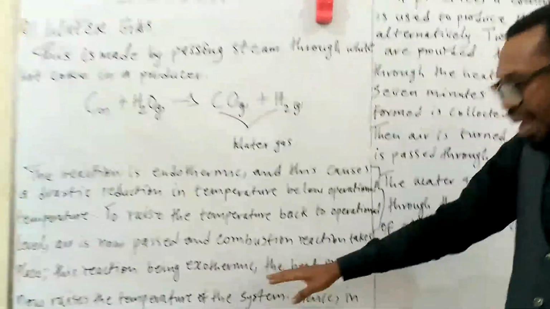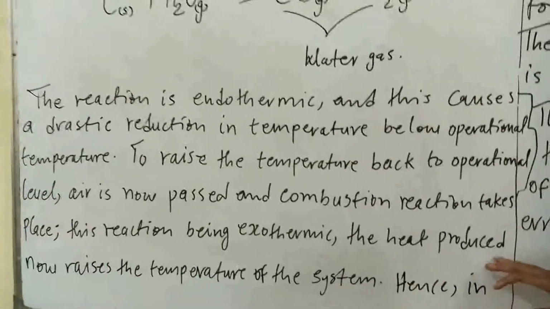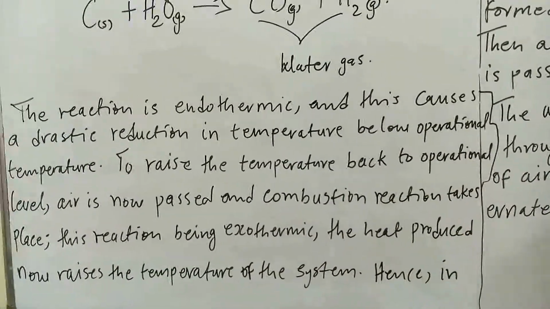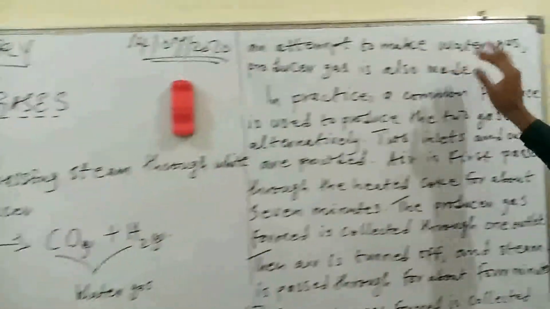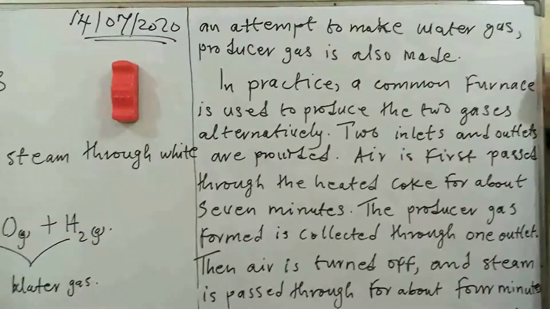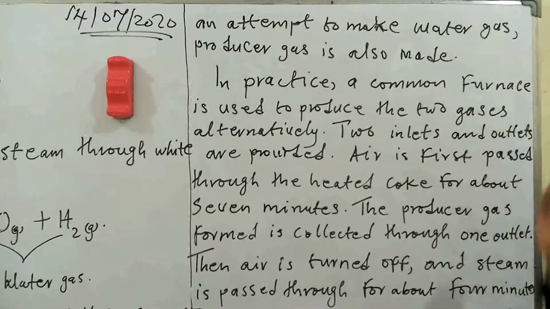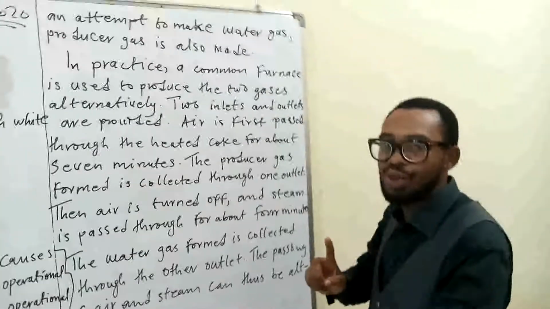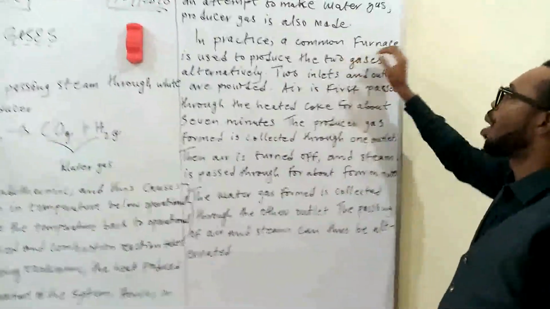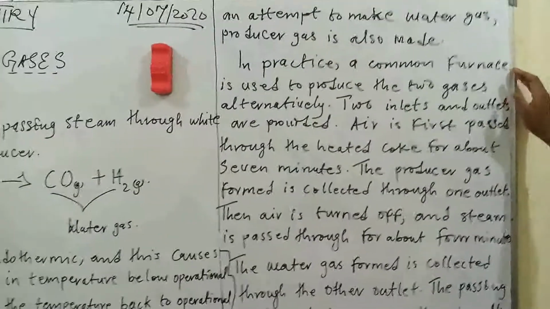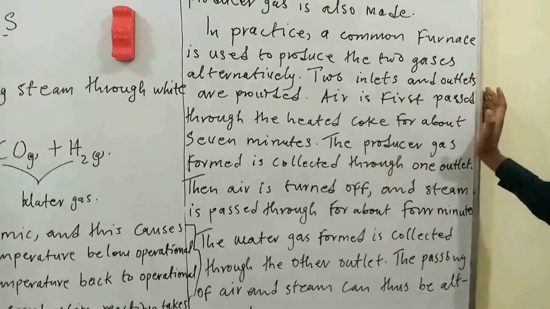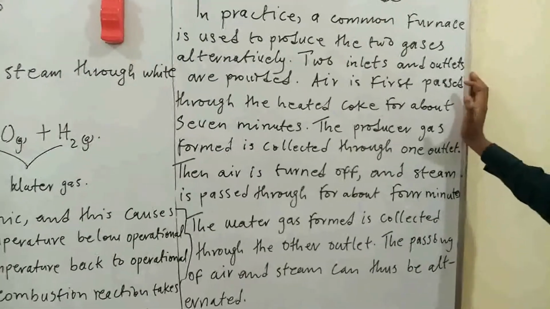This reaction being exothermic, the heat produced now raises the temperature of the system. Hence, in an attempt to make water gas, producer gas is also made. You see it? So you now alternate whether to produce the producer gas or the water gas. Now, in practice, a common furnace is used to produce the two gases alternately. Two inlets and outlets are provided.